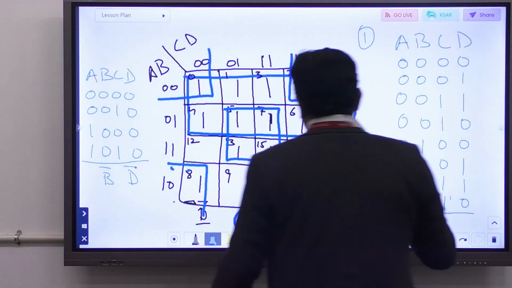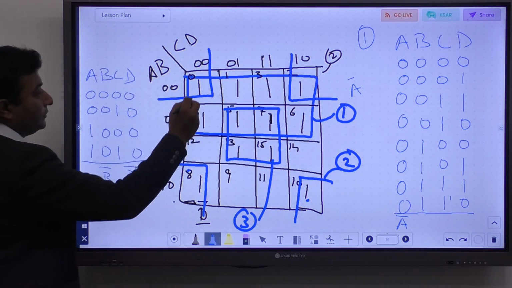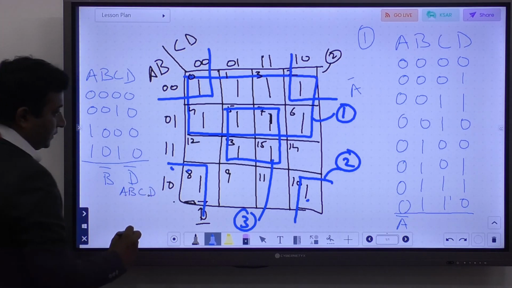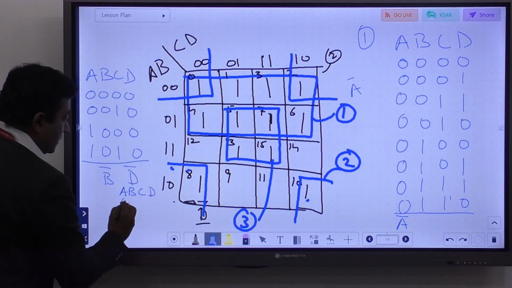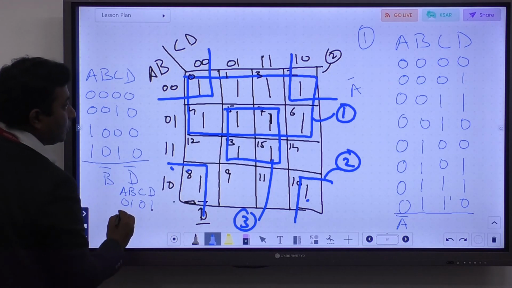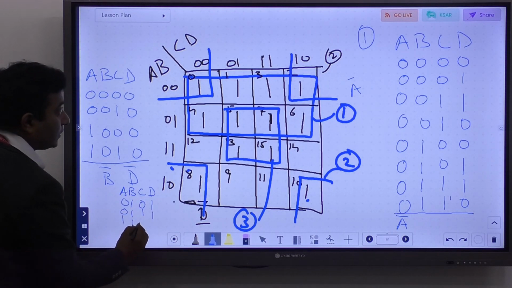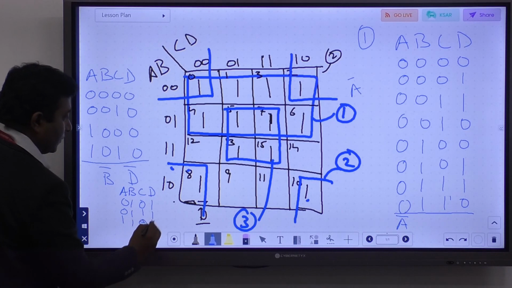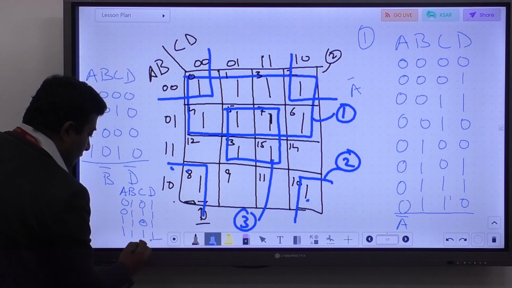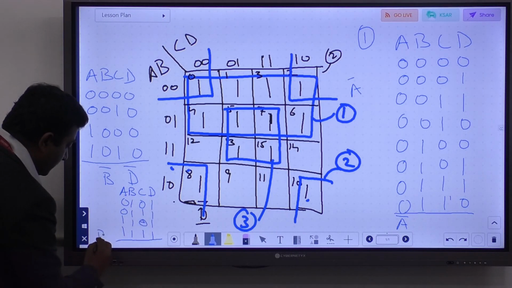From group 3, similarly, we will get the output. From this particular minterm it is 0, 1, 0, 1. From this minterm it is 0, 1, 1, 1. From this minterm it is 1, 1, 0, 1, and from this minterm it is 1, 1, 1, 1. So the consistency is in B and D. So what we are getting is BD.